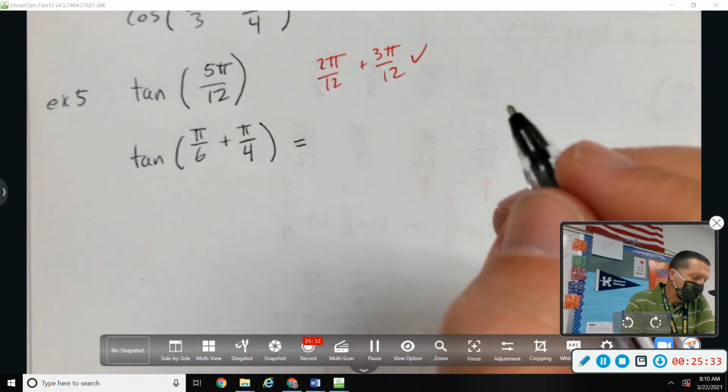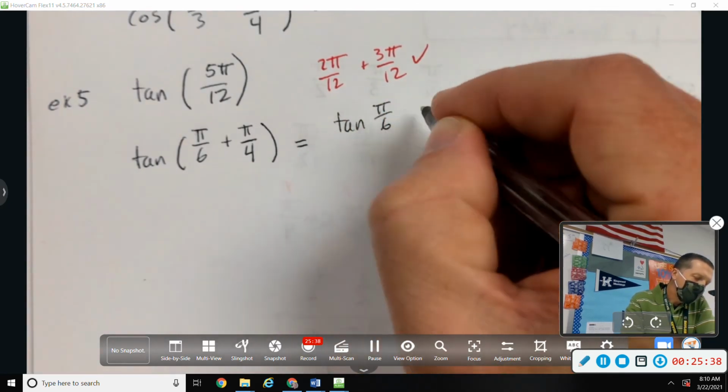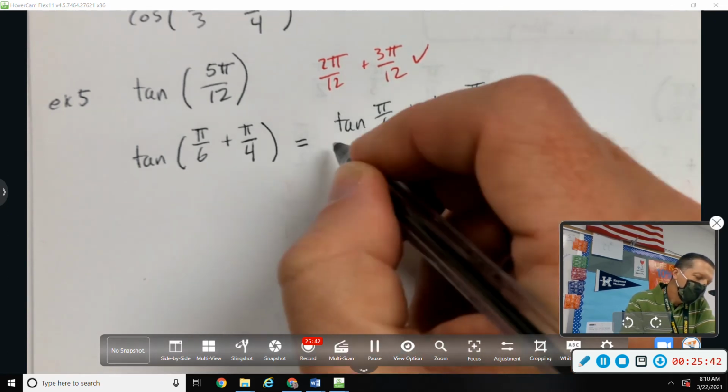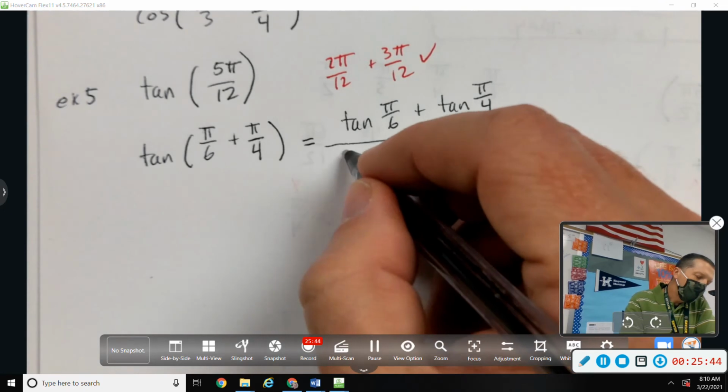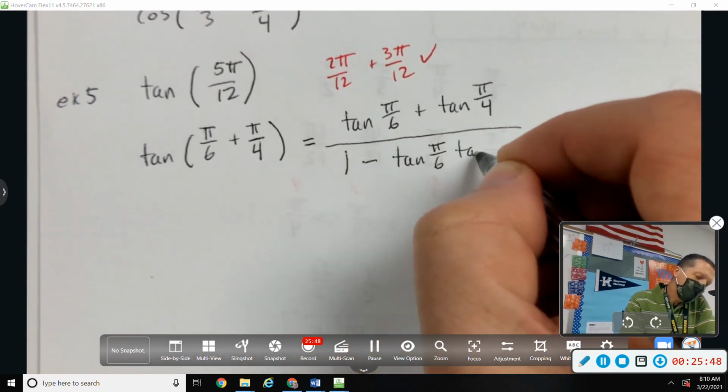All right, the tangent formula. Tangent pi over 6 plus tangent pi over 4 all over 1 minus tangent pi over 6 tangent pi over 4.